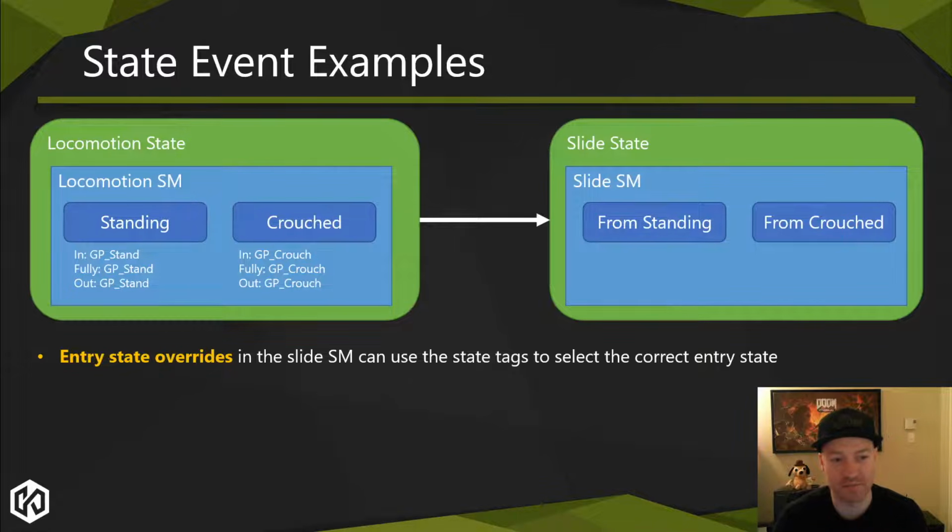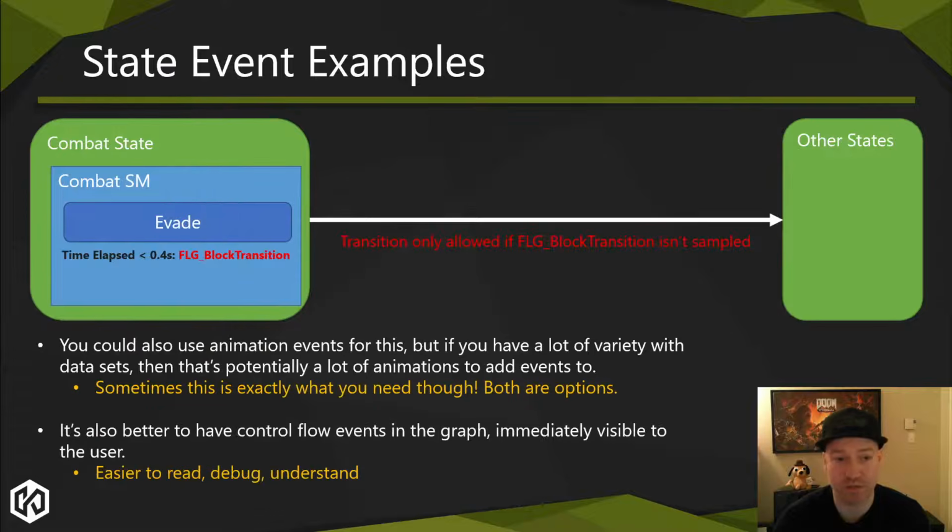So here's a better example. I actually did it in the slides, not in the engine. We have certain tags emitted from the start states. So for example, when we enter the slide state machine, we can basically query and say, hey, were we crouched or were we standing? Because we would just ask for those tags, and based on that, we will pick a subsequent entry state.